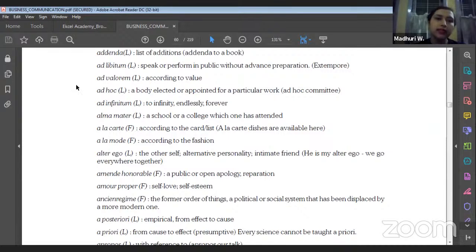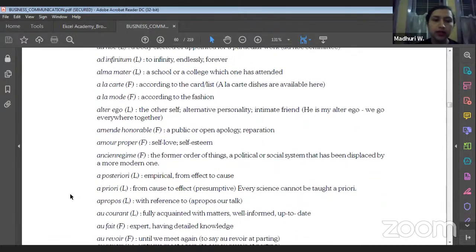Ad valorem means according to the value. Ad hoc is a body elected or appointed for a particular word. Alma mater is a school or a college that one has attended. A la carte basically comes from the French word, which means according to the cart or the menu list. A la mode again is French, which means according to fashion. Alter ego is the other self.